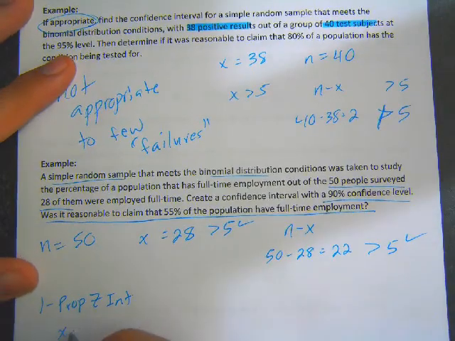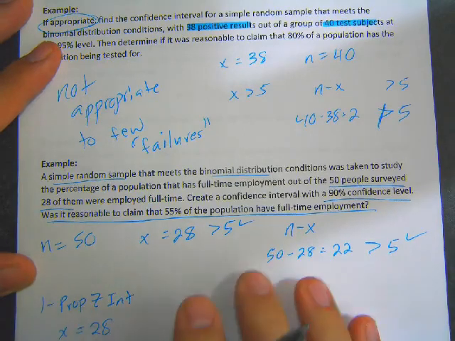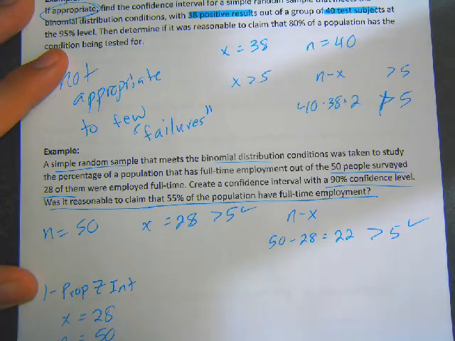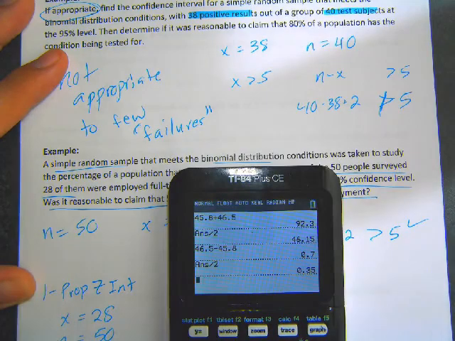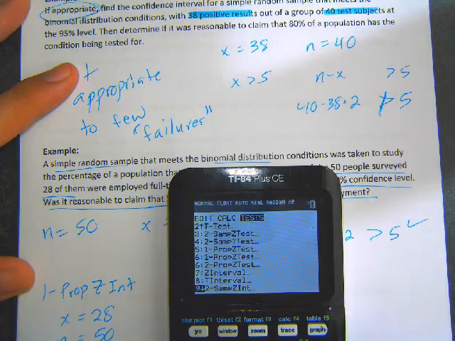I'm going to put in x is 28. I'm going to put in n is 50. I'm going to put in my confidence level. So confidence level is 0.9, and we'll see what we get. So again, we're not going to do all the hand stuff because we can just make the calculator do it. So let's make our lives a little bit easier.